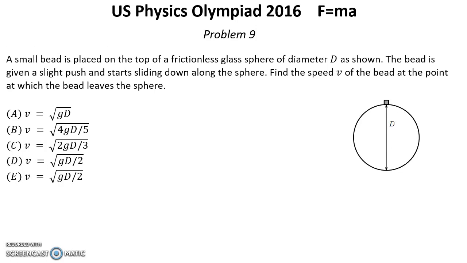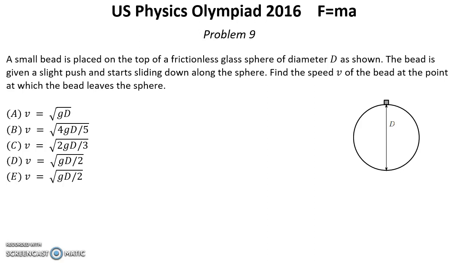Problem number 9. A small bead is placed on the top of a frictionless glass sphere of diameter d as shown. The bead is given a slight push and starts sliding down along the sphere. Find the speed v of the bead at the point at which the bead leaves the sphere. Solution for problem 9.